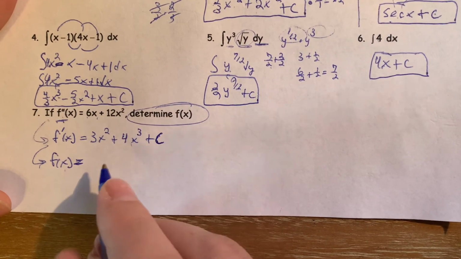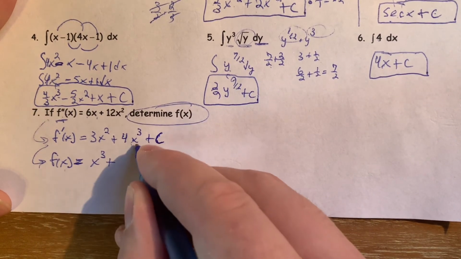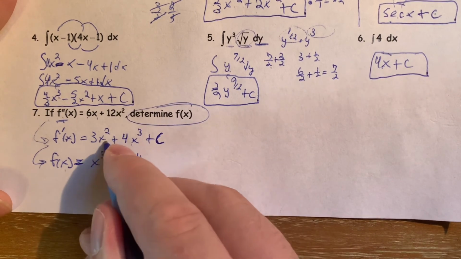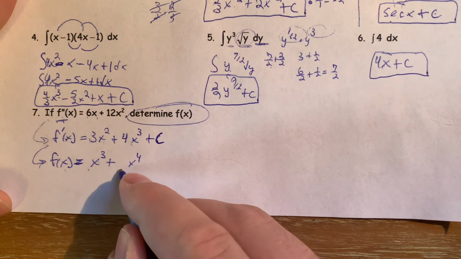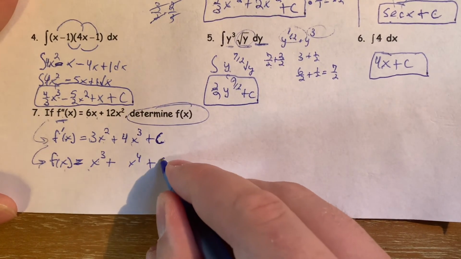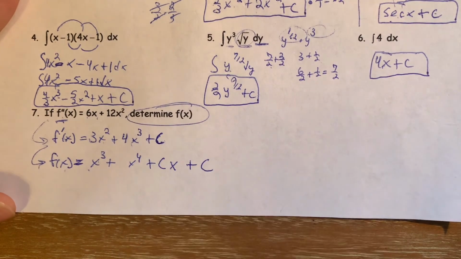Do this first part. So this is going to be x cubed plus, this is going to be x to the fourth. When we divide by 3, it's 1. When we divide by 4, it's 1. But this is a constant. And when you do the integral of a constant, it needs to be a constant times x. And we need another constant.